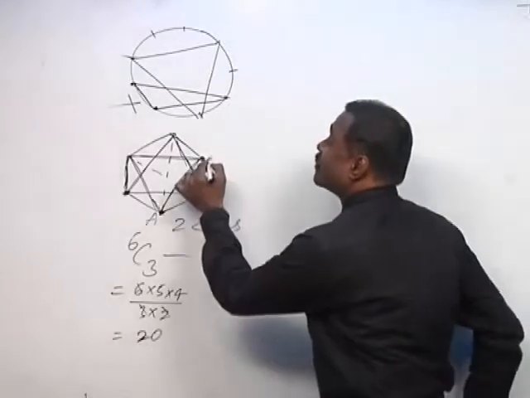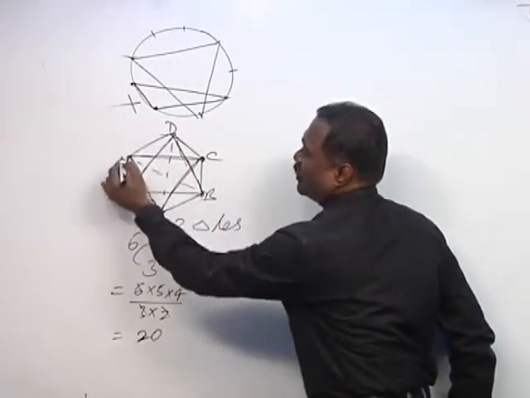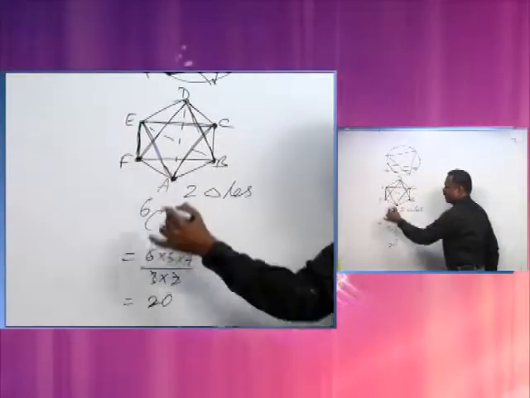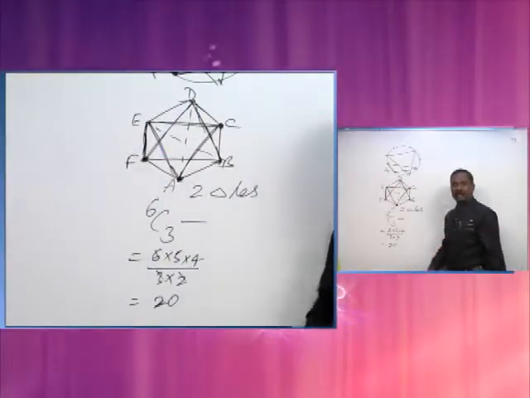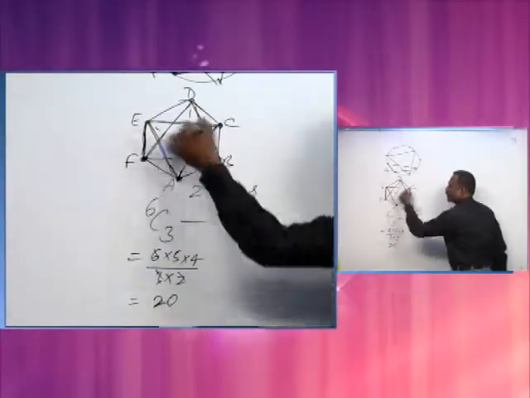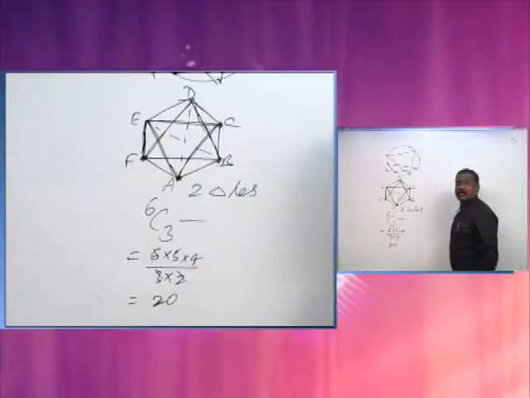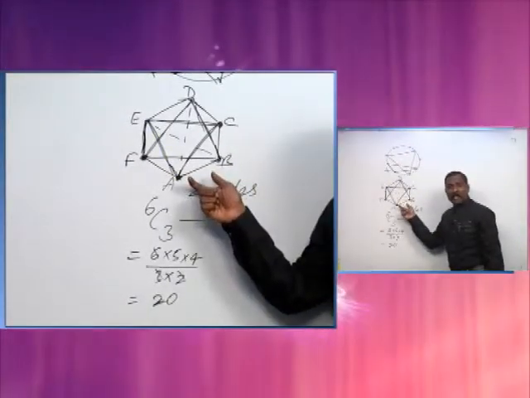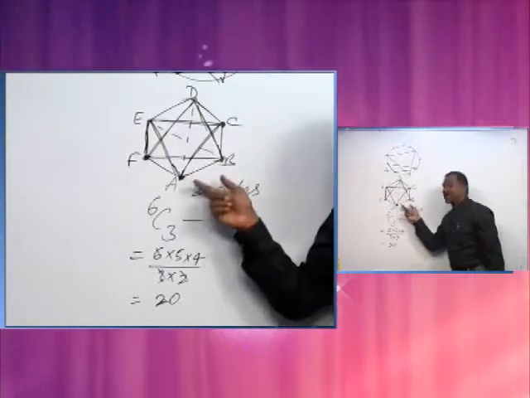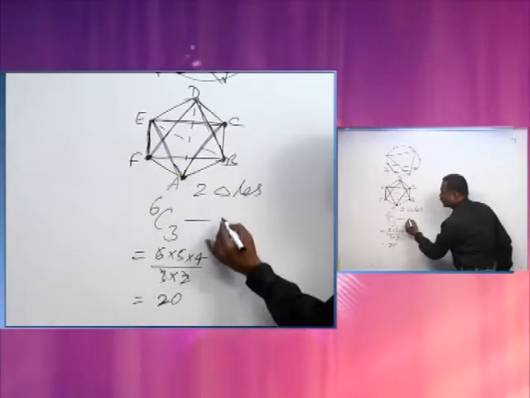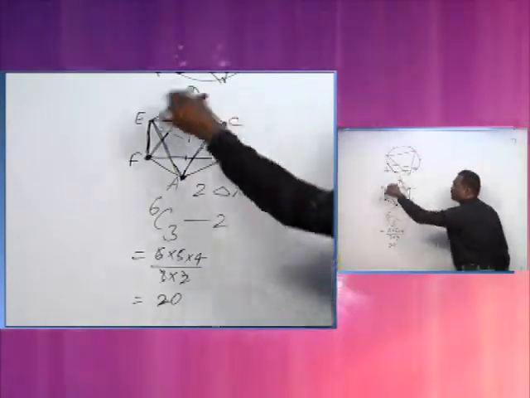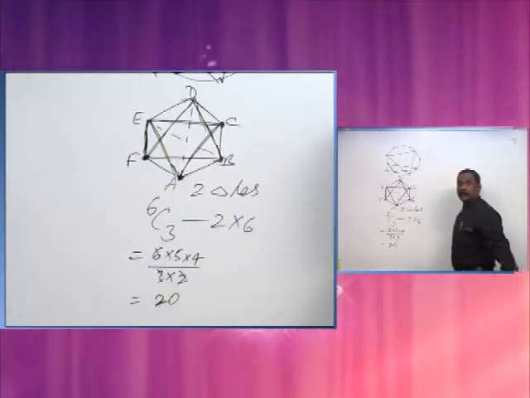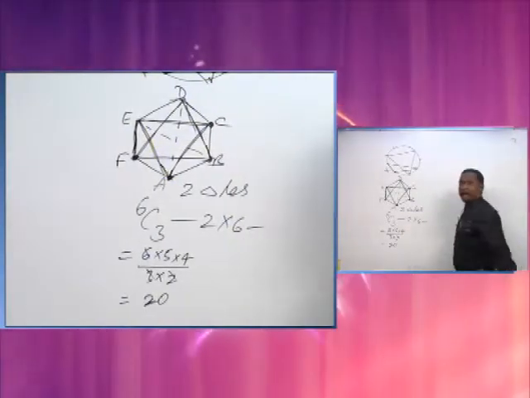So how many such sides are there? BC is there, CD is there, DE is there, EF is there, AF is there. 6 are there. That means for AB you are getting 2 triangles which have AB, the side of the hexagon, as the side of the triangle, which is not needed. So each 2, how many are there? 6. 6 into 2 minus.